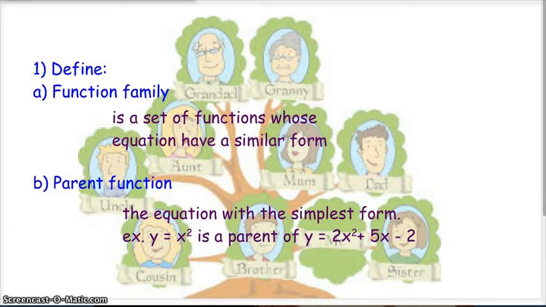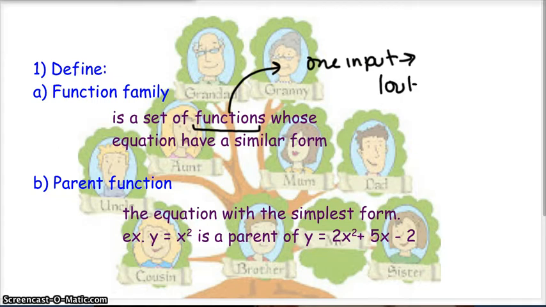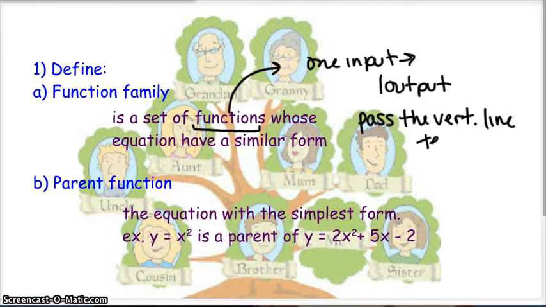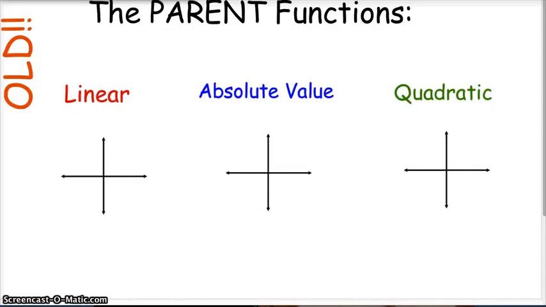Quick reminder, when we deal with functions, we're dealing with graphs where every one input has exactly one output. And these are graphs that also pass the vertical line test. All of these things, because we're dealing with function families, they are all functions. These are some function families that you've worked with before, so I'm referring to them as the old function families. You have linear. On your notes, you have a couple of columns.